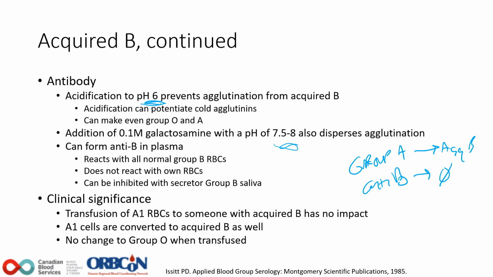When we talk about the clinical significance, there have been people who were acquired B who received A1 red blood cells, and nothing happened. What they actually found was that those group A1 cells actually became acquired B in vivo. So they get converted because the enzyme's floating around in the plasma, and it just converts the A1 into acquired B. And of course, when you're transfused group O red blood cells, there's no issue because the group O can't be converted into an acquired B.